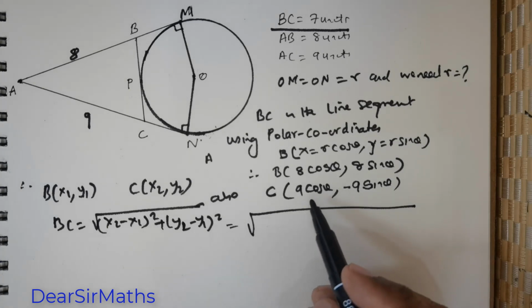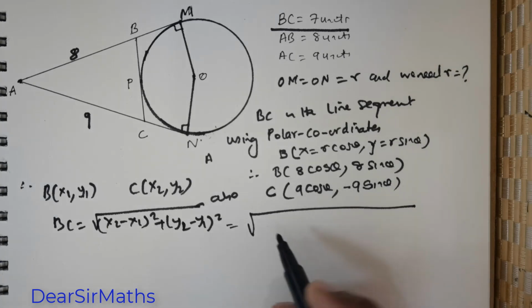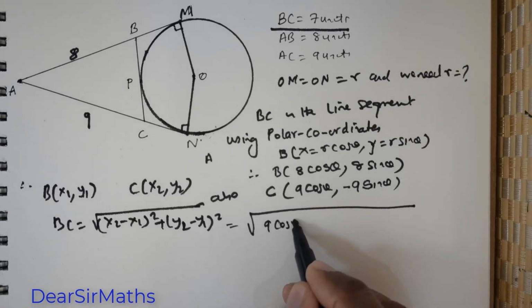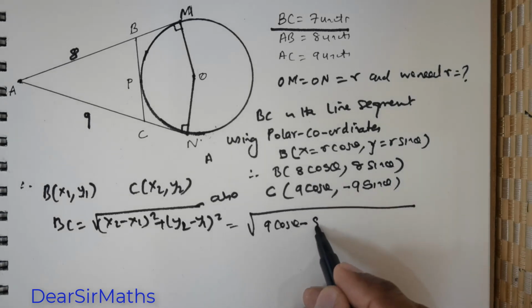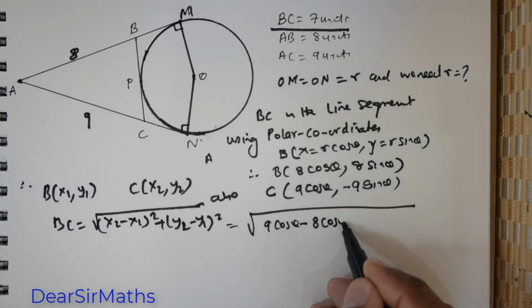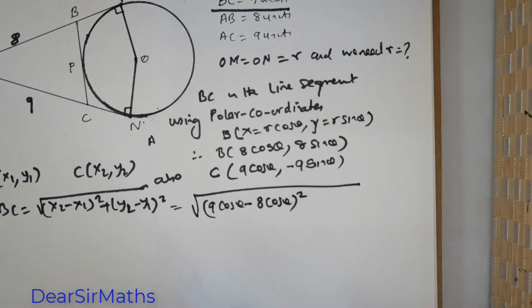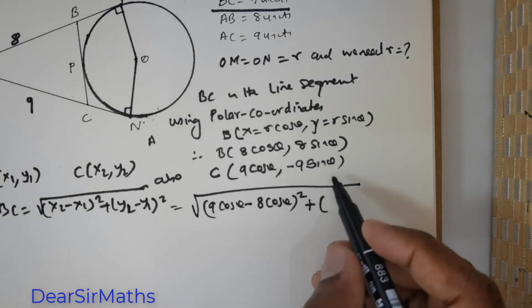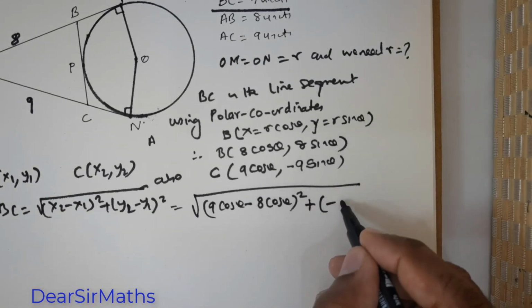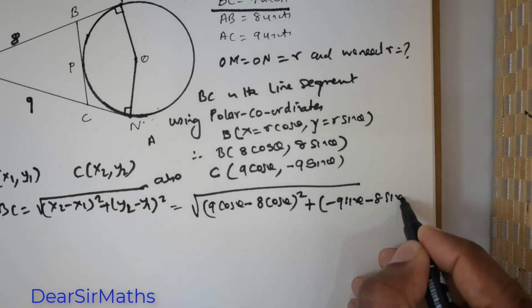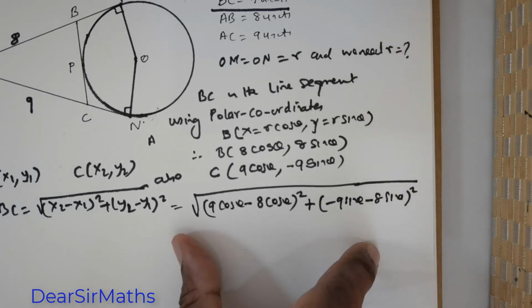So, this is equal to, I would be starting from 9 cos theta. So, 9 cos theta negative 8 times cos theta raised to the power of 2 positive y2, negative 9 sin theta negative 8 times sin theta raised to the power of 2. So this is using the distance formula.